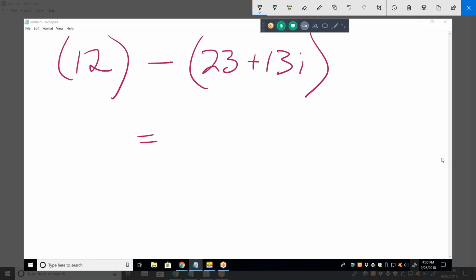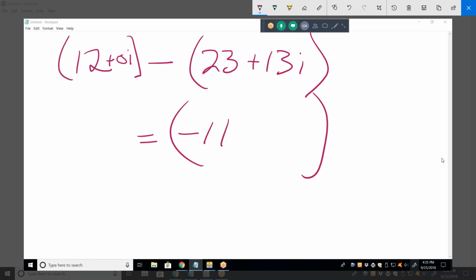That's the answer. Think of this, the part that's confusing you here, and this is why I don't like these problems, because they merely confuse. What this really is, 12 plus 0i. Now you have a real and an imaginary with both of them. So subtract the reals. What do you get? 12 minus 23. -11. And now subtract the imaginaries. We got 0 minus 13. What is 0 minus 13? That's all you're doing. Negative 13. Negative 13i. So there's your answer.